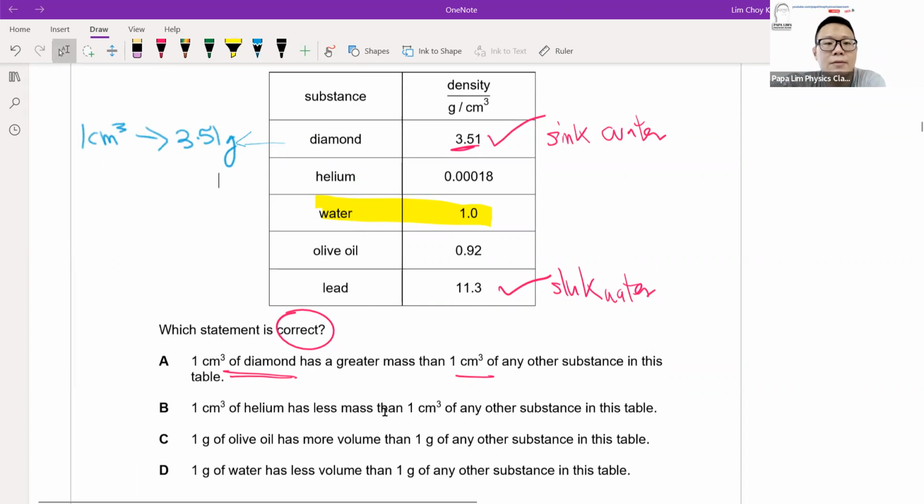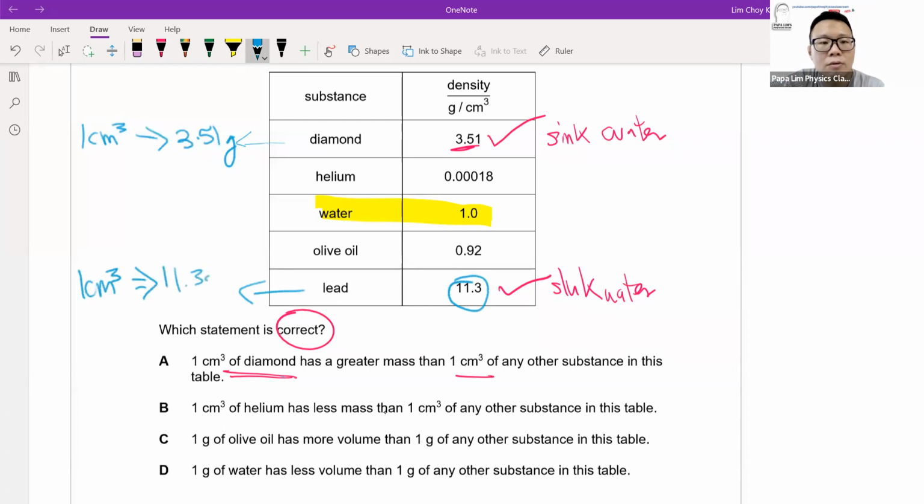So, the statement says 1 cm cube of diamond has greater mass than any of these substances. Then you take a look, this statement will be wrong because for lead, 11.3 gram per cm cube means that 1 cm cube of lead will have a mass of 11.3 gram. This number is definitely bigger than diamond. So the first statement is wrong already.